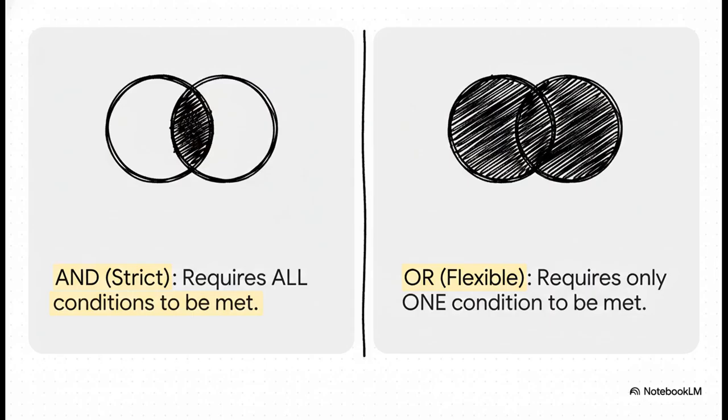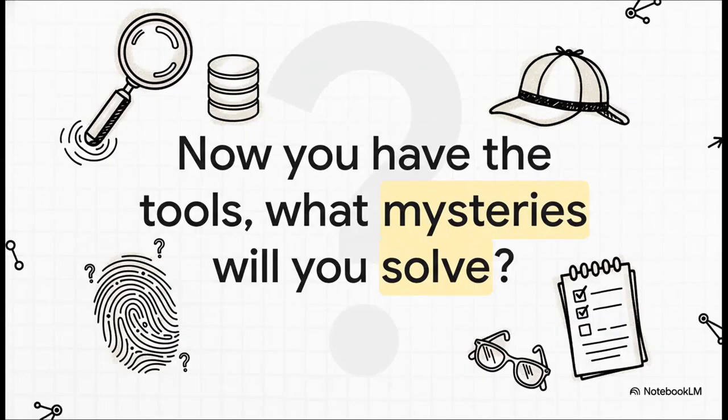So, if you take away one crucial thing, it's this. Your two main tools are AND and OR. Use AND when every single clue has to match, no exceptions. And use OR when you're following a few different leads, and any one of them would be a good find. And there you have it. You are now equipped with the fundamental tools to investigate any data set you want. Think of these operators as your magnifying glass, your fingerprint kit, and your interrogation skills all rolled into one. So the only question left is, what mystery are you going to solve first?